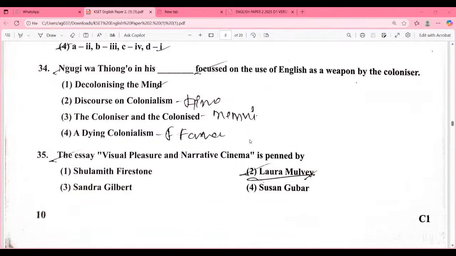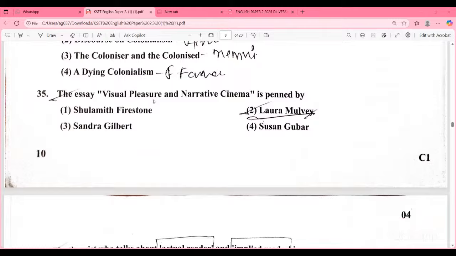Right, next. The essay Visual Pleasure and Narrative Cinema is penned by dash. I remember asking you guys the same question during the marathon, remember? Yes. So it was lovely to see this question in the exam. The essay Visual Pleasure and Narrative Cinema is penned by Laura Mulvey.